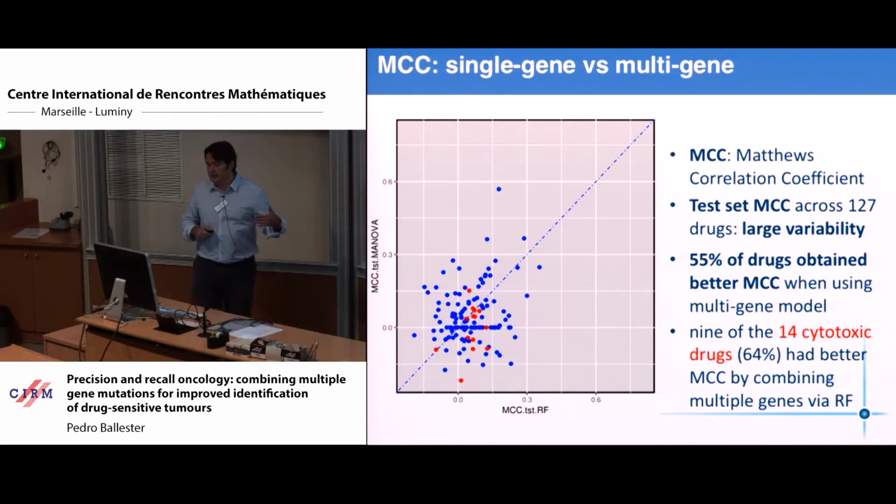55% of the drugs obtain better MCC when using the multi-gene model. And 9 of the 14 cytotoxic drugs that you can see here in red had better MCC by combining multiple genes by a random forest.